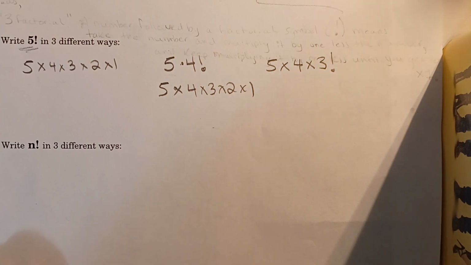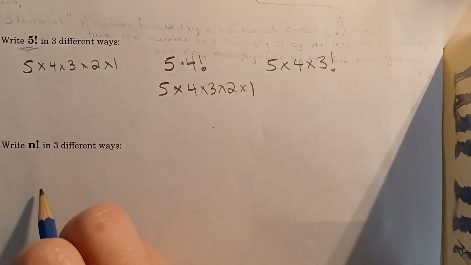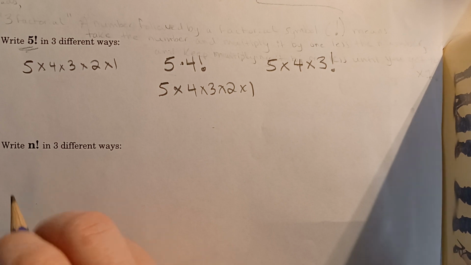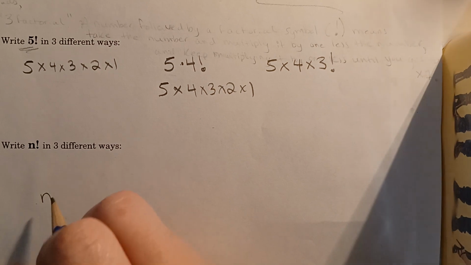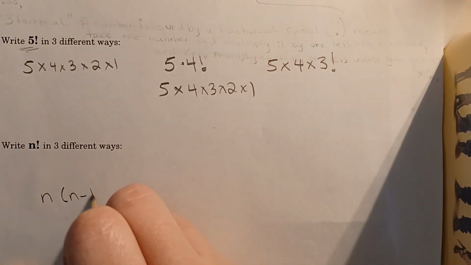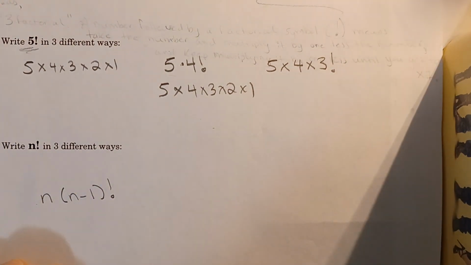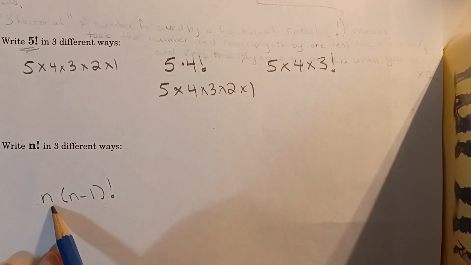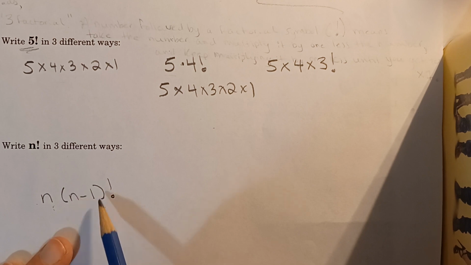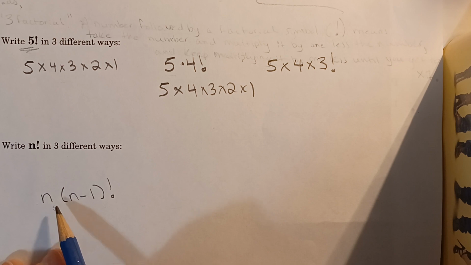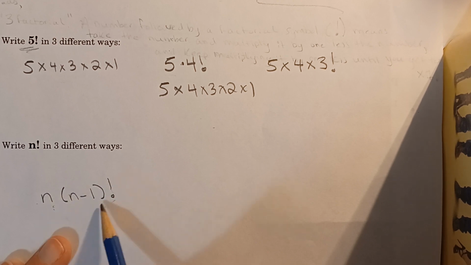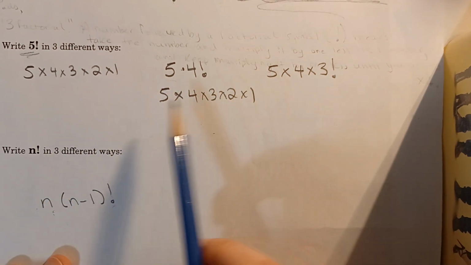Write n factorial in 3 different ways. Well, we could write n times n minus 1 factorial. That's the same thing, because when we do n factorial, we're going to take n times 1 less than n times 1 less times 1 less until we get to 1. So that's the same as multiplying it by the factorial of 1 less, right? Just like we did up here.